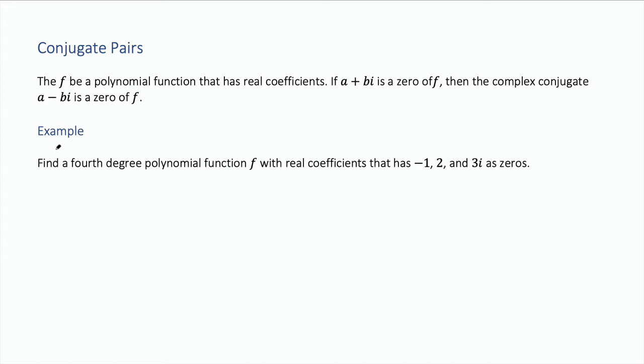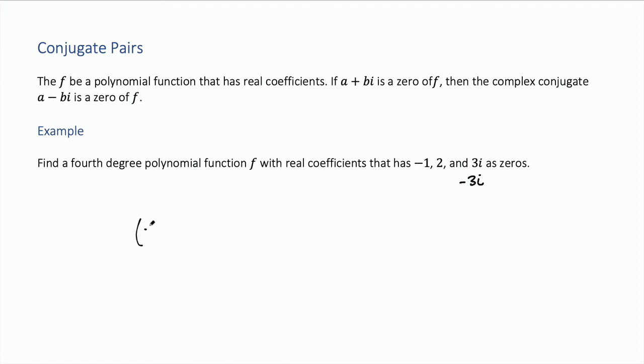So let's apply this with this example. Find a fourth degree polynomial function f with real coefficients that has -1, 2, and 3i as zeros. So these here are telling us, not only do we know these three zeros, but because of this 3i, we know its conjugate is also a zero. So this is 3i, its conjugate is -3i. So both 3i and -3i are zeros of the polynomial that we're going to find.